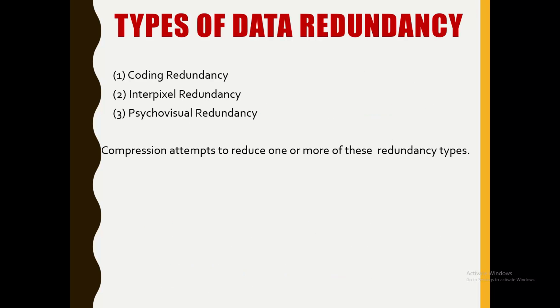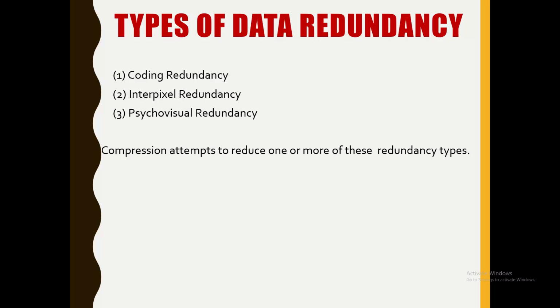So, types of data redundancy. There are various kinds of data redundancy that occur in an image. The first one is coding redundancy. The next one is interpixel redundancy. And the third one is psychovisual redundancy. Compression attempts to reduce one or more of these redundancy types.